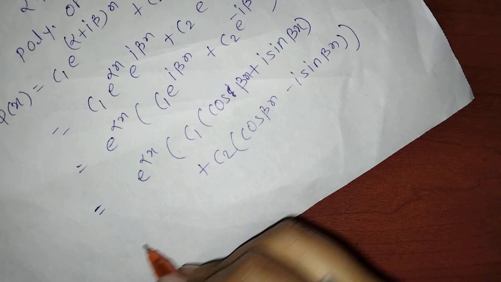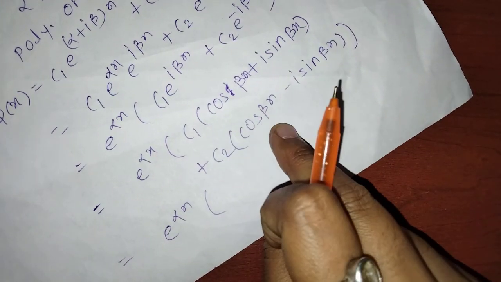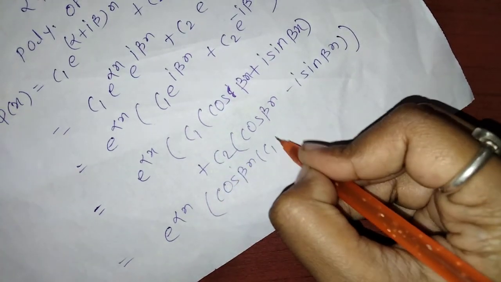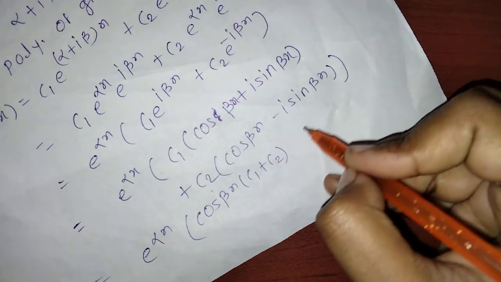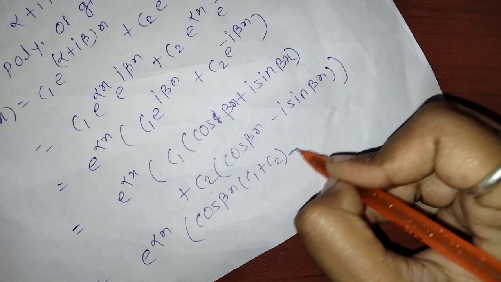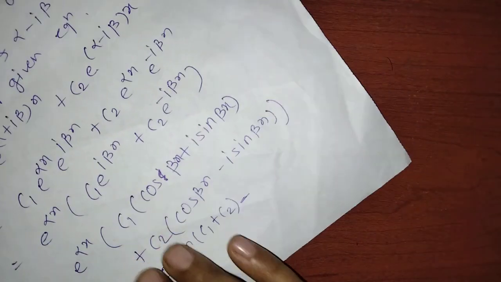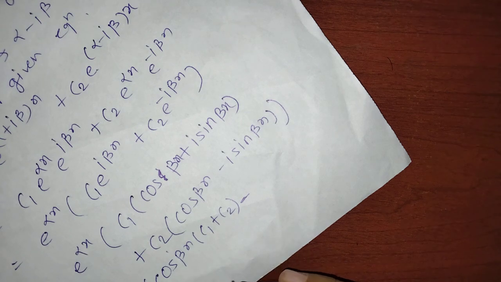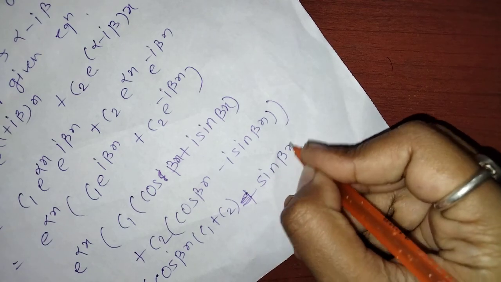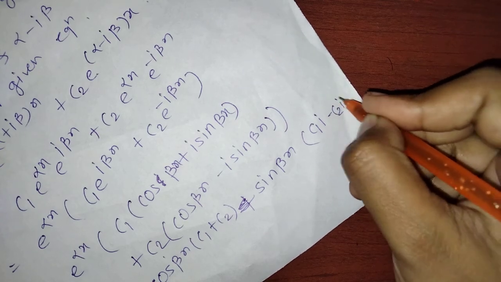Okay, which is equal to e raised to alpha x. Now cos beta x you can take common, cos beta x, remaining term c1 plus c2. Now take sin beta x common, remaining term c1 i minus c2 i.